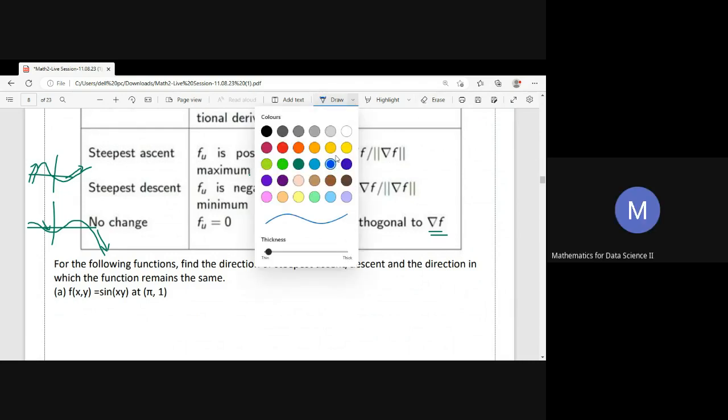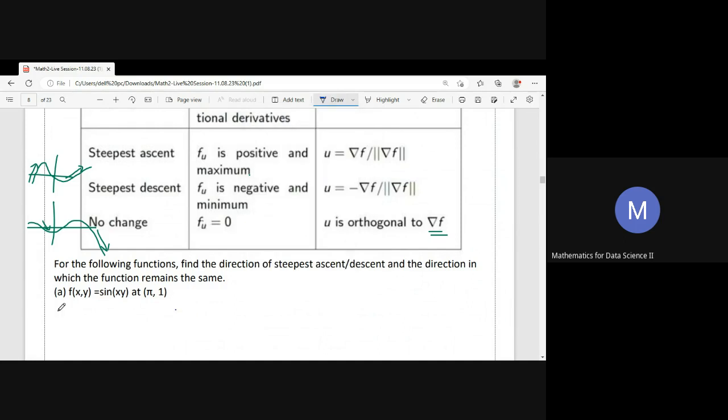Okay, fine. Now you have to find the direction of the steepest ascent or steepest descent and the direction in which the function remains the same. So you have to find all these three things for this function.